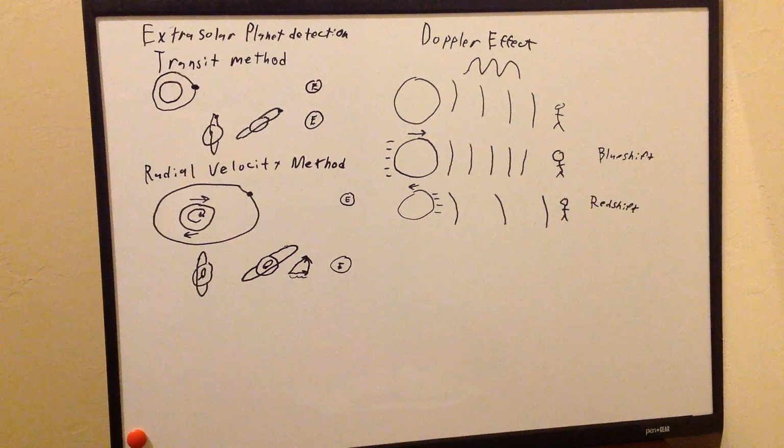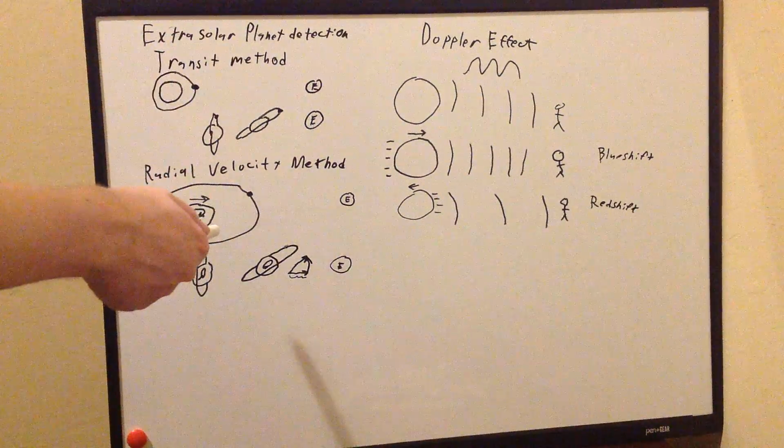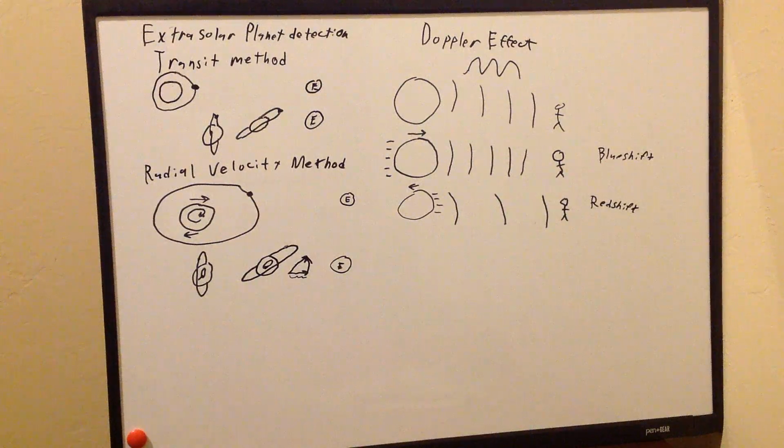So it might be that hot Jupiters aren't really common, it's just that with the methods we know how to find extrasolar planets with, hot Jupiters are just really easy to find using these methods. We don't know. But I think that about covers extrasolar planet detection.